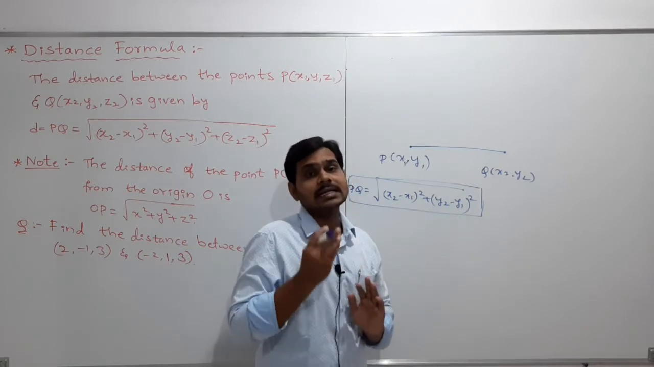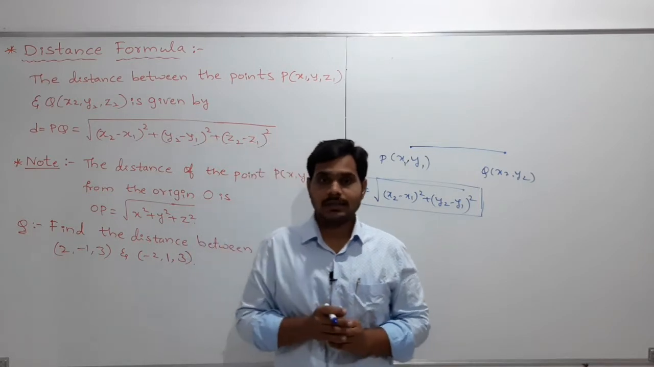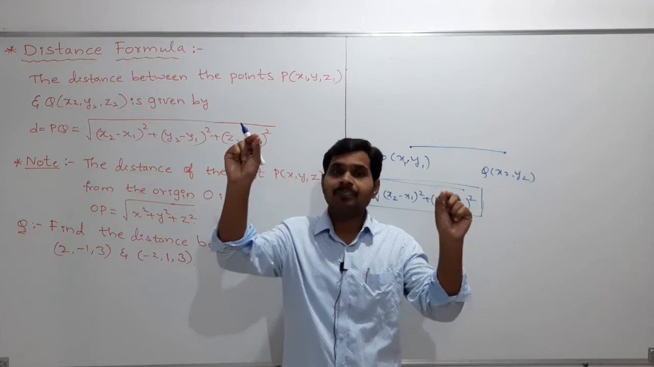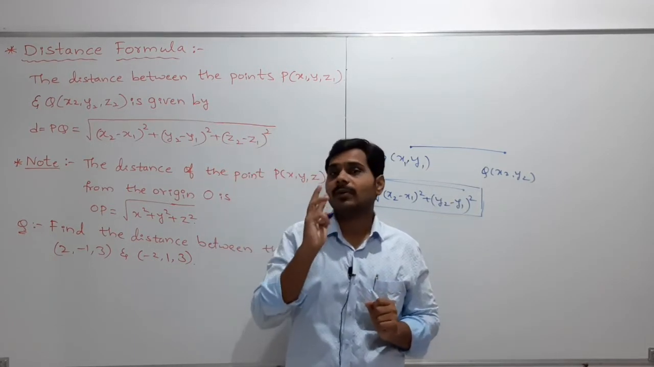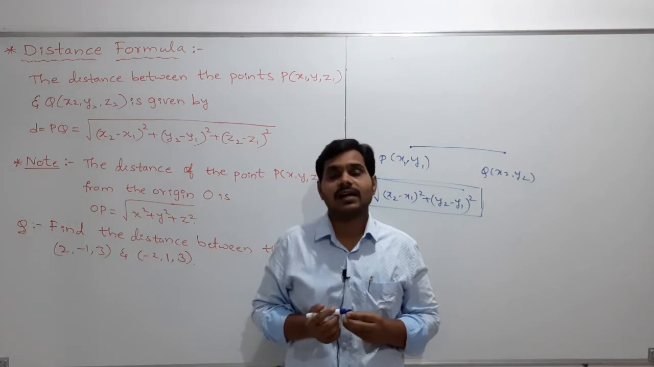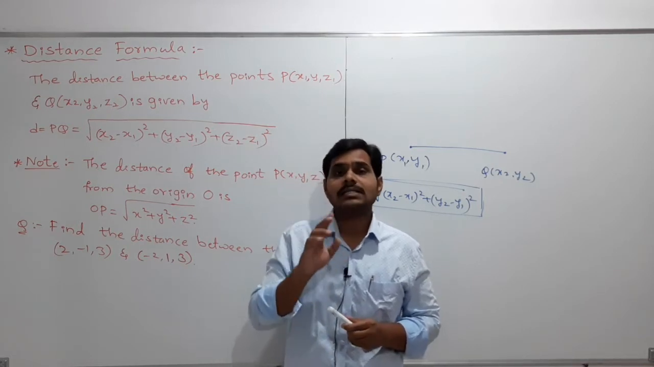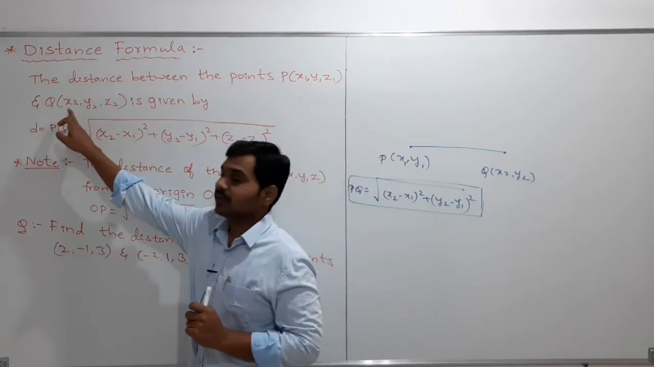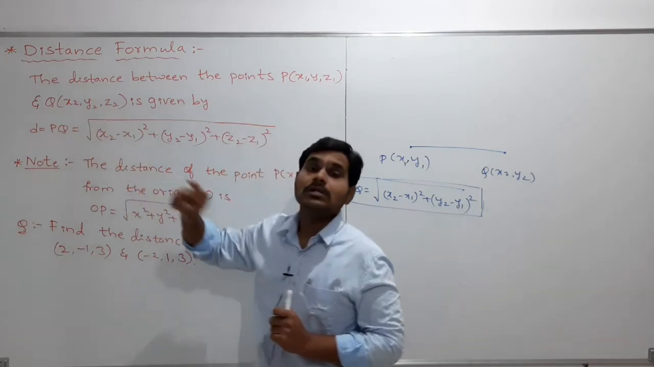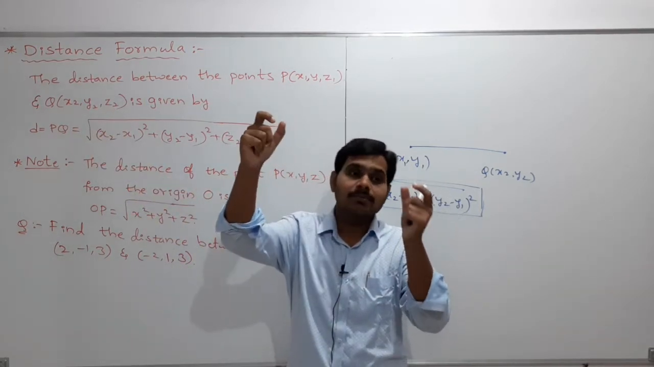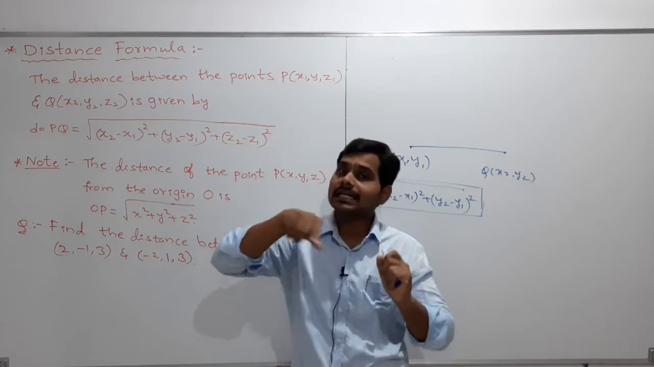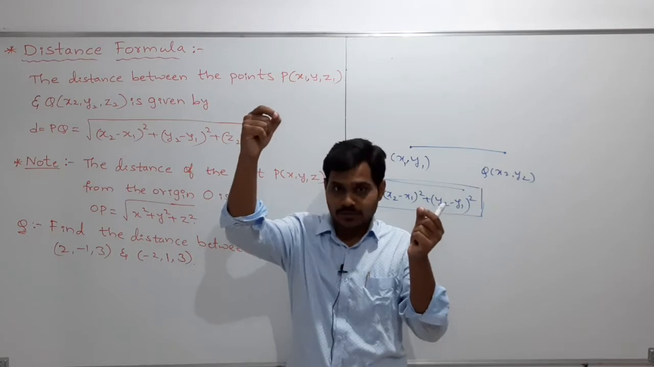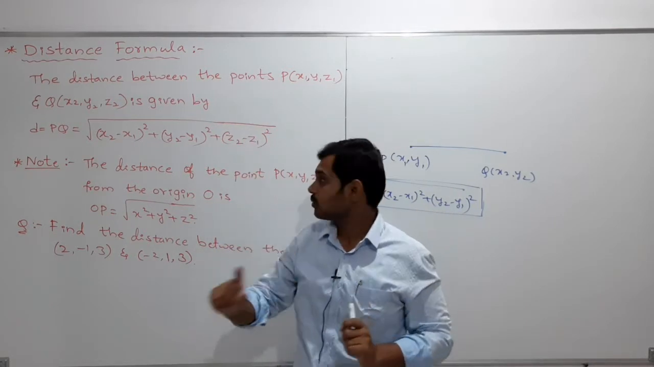Now we are discussing the topic of 3 dimensions. In space, we know we require 3 axes, so the points in 3D space are (x1, y1, z1) and another point we will consider as (x2, y2, z2). If P and Q are the 2 points in space, then the distance between these 2 points in 3D space can be calculated by this formula.